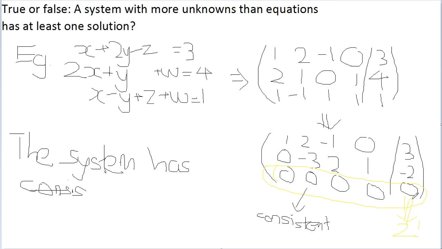And as you can see from here, 0 equals 0 makes sense. But if, let's say, this goes to 2, this equation is not consistent and hence there is no solution. So therefore, this statement is false.